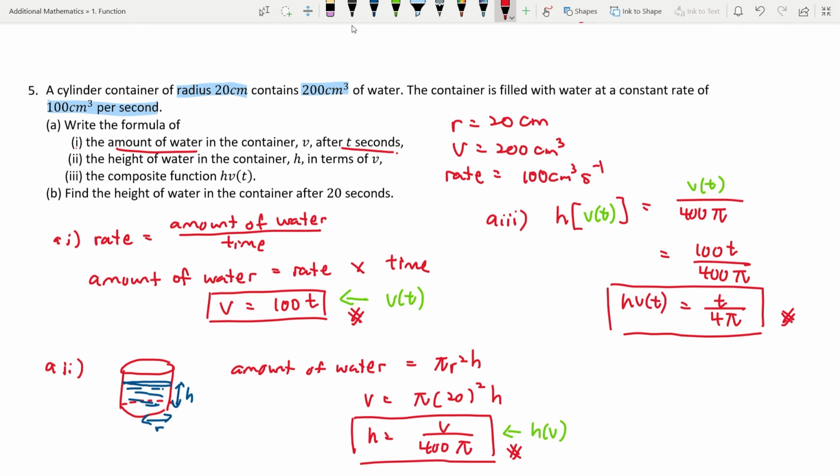And B, find the height of water in the container after 20 seconds. So when t equals 20 seconds, what is our height? Basically, we are finding h(V(20)). Substitute the 20 into the t. 20 divided by 4 pi. You get 5 over pi cm.